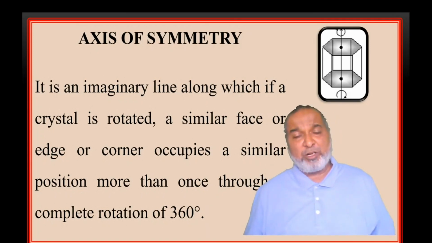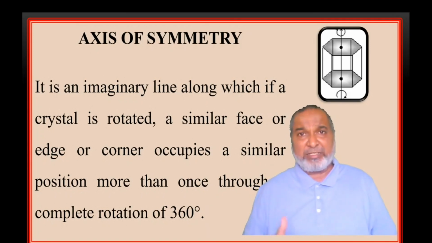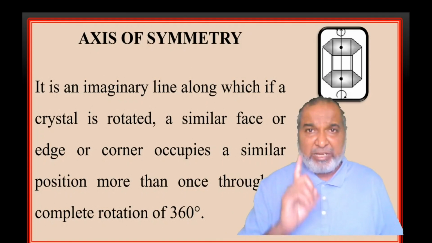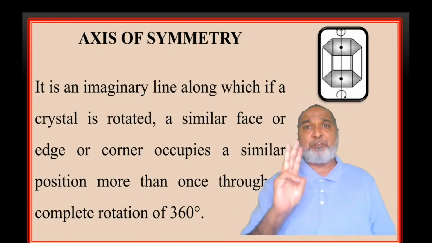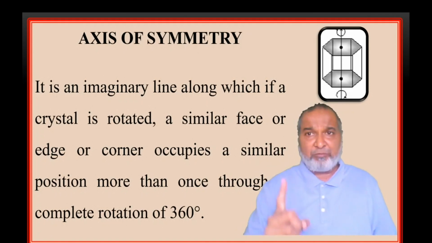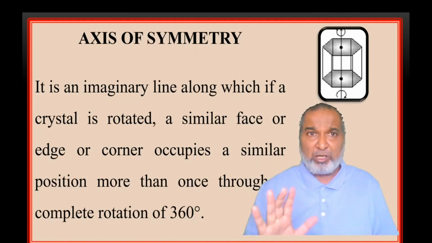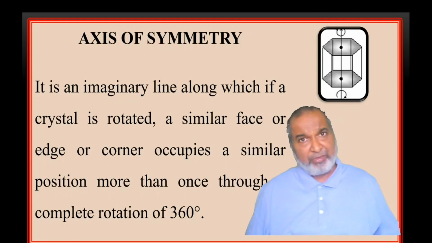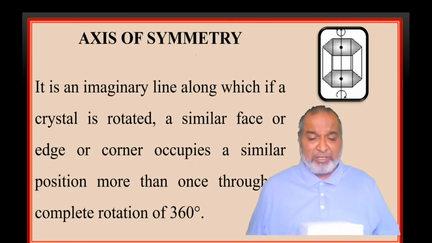So 8 corners are there, join them, you'll get 4 lines, and if you rotate along each axis, 3 faces are going to occupy the 3 faces. So 1 of 3-fold, 1 of 3-fold, 1 of 3-fold, 1 of 3-fold. So total 4 of 3-fold. Corners are gone. Now what is remaining?